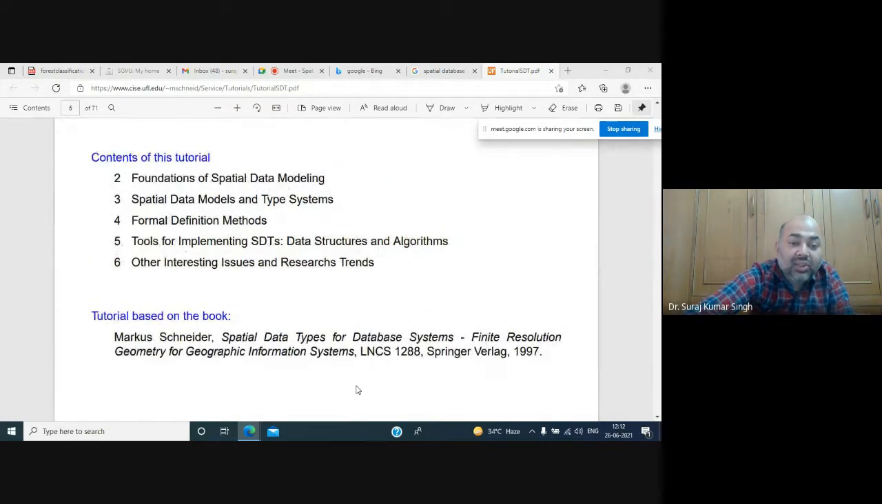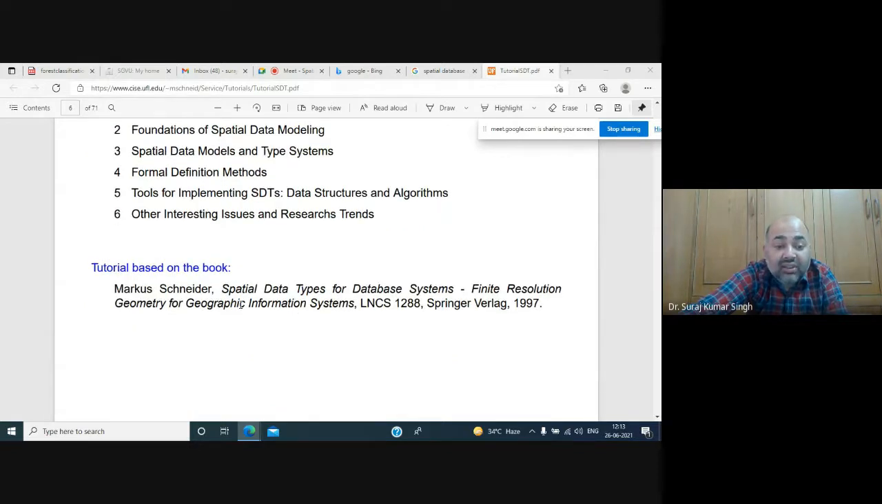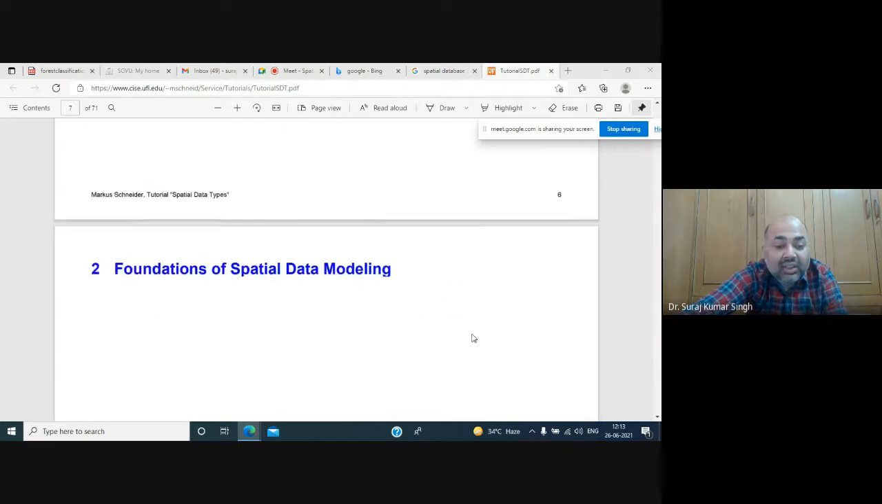So in this tutorial, we'll be reading the fundamentals of spatial database modeling: what the spatial data models and type systems are, formal definition methods, tools for implementation of spatial data types, data structures and algorithms, and other interesting topics and resources. The tutorial on the basis of which I have framed my slides today is Spatial Data Types for Database Systems, Finite Resolution Geometry for GIS, Springer 1997.